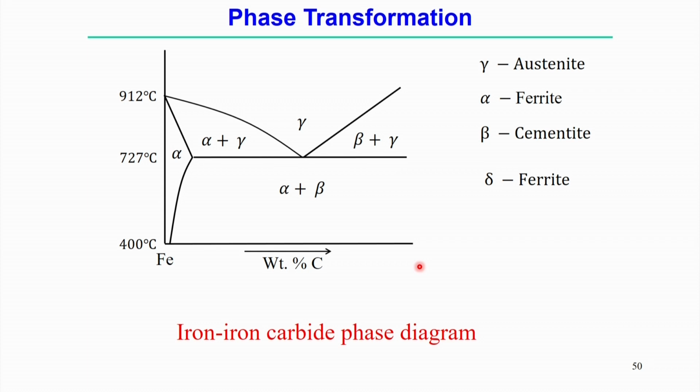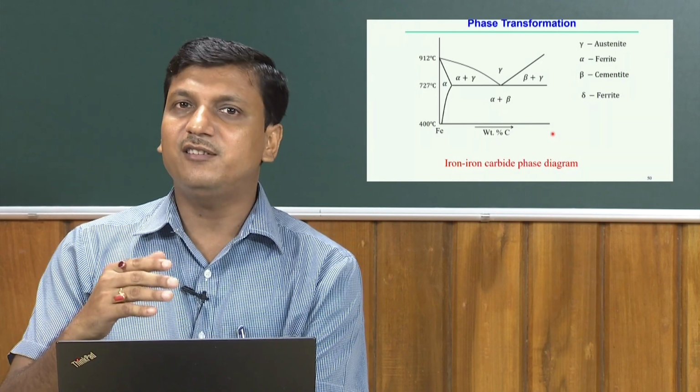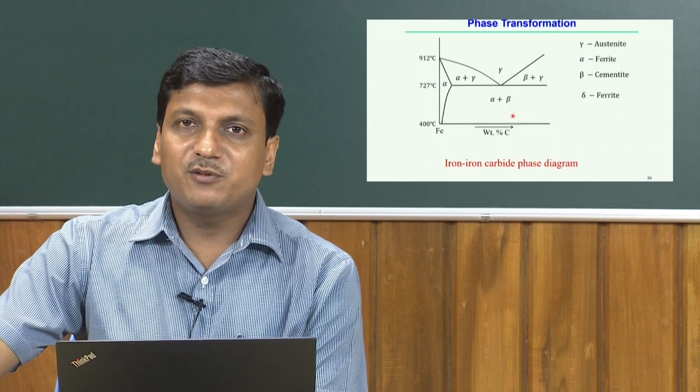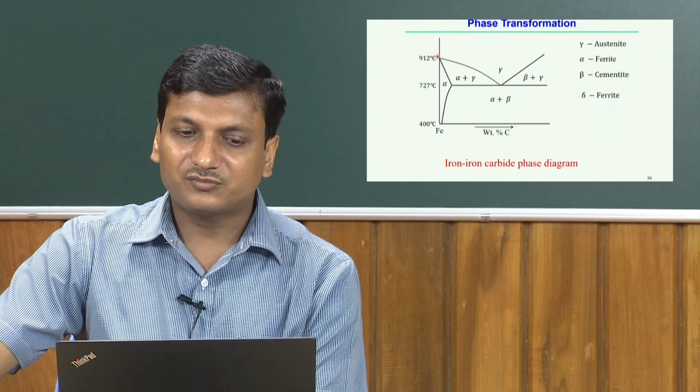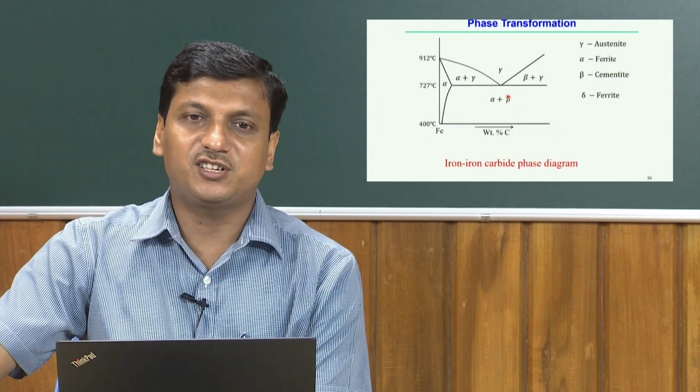The one component is the iron, Fe, and another component is the carbon. So, when Fe and carbon are mixed in certain compositions, depending upon the temperature, different phases are present. For example, the phase boundary is represented here also. Gamma represents the austenitic phase. That means iron along with different percentages of carbon constitutes the austenitic phase at a different range of temperature.